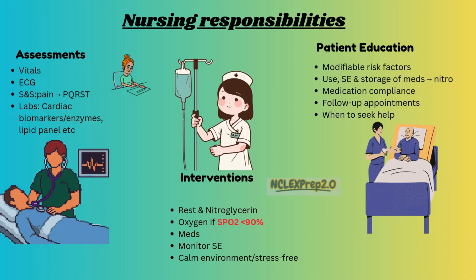Patient education. Educate patients on the modifiable risk factors like their diet, their exercise, smoking, stress. Teach the proper usage and storage of medications, for example, nitroglycerin. Crucially, instruct the patient to call emergency services, 911, if pain is not relieved 5 minutes after the first dose of nitro. Explain the importance of medication adherence and follow-up appointments. Provide clear discharge instructions for the patient's lifestyle modifications and when to seek medical help.